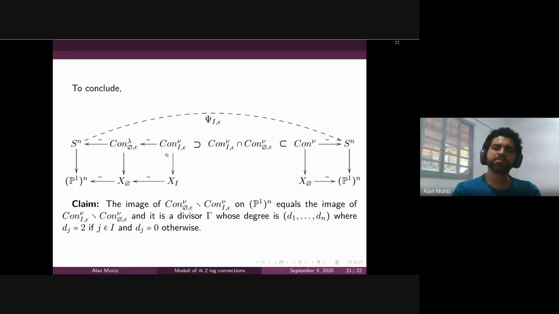On the other side, we have that same picture. We project to the directions epsilon. We follow this in this space. We take elementary transformation. We go to this space, and we go to the P1 to the nth power. We have the corresponding maps upstairs. Everything here commutes, and we have a map from here to here that's bidirectional.